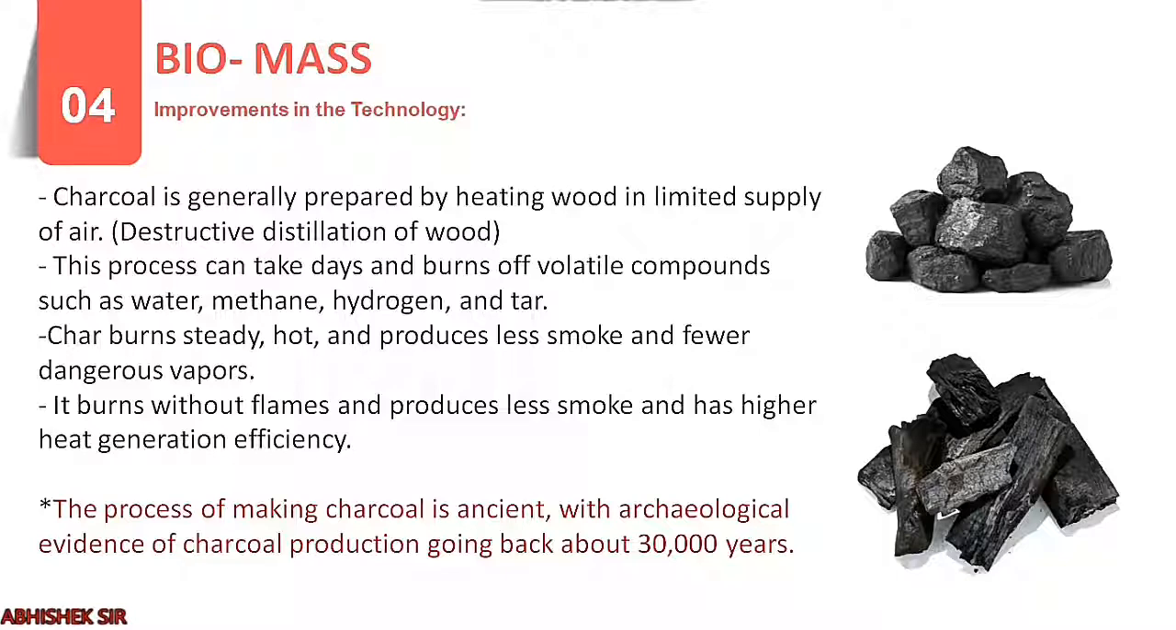Charcoal is generally prepared by heating wood in a limited supply of air. This process is called destructive distillation of wood. Right? This process can take days. And what is the advantage? The volatile compounds, the waste byproducts like water, methane, hydrogen and tar, are removed from the wood, and what we get is a very efficient coal, also known as char.